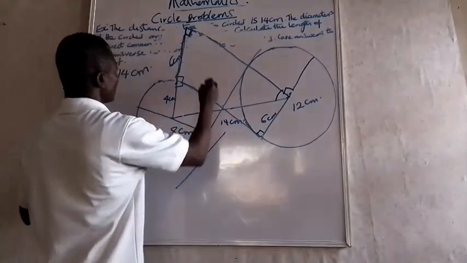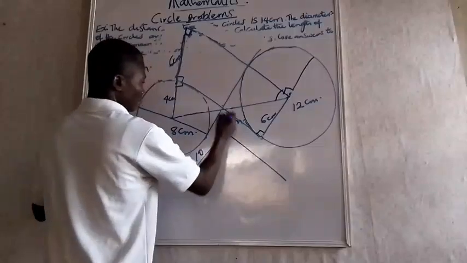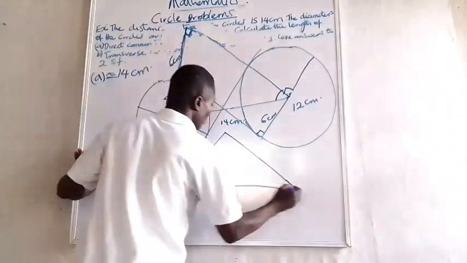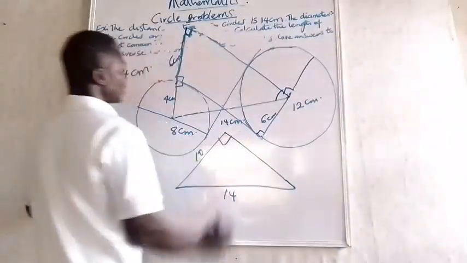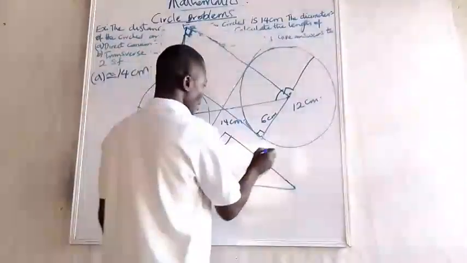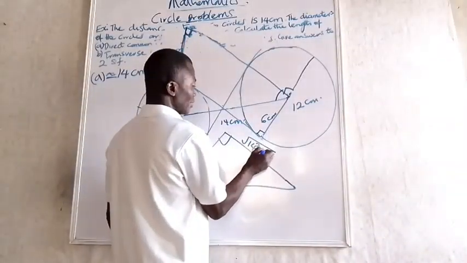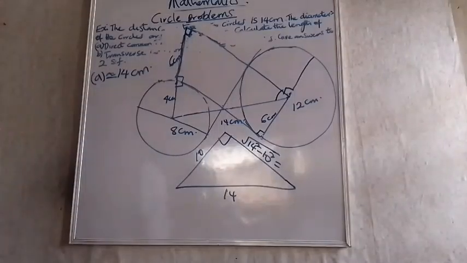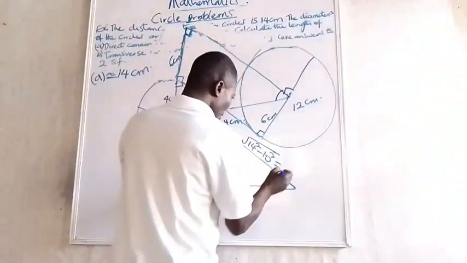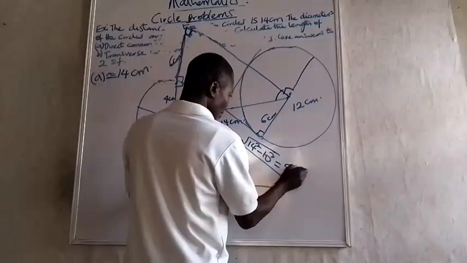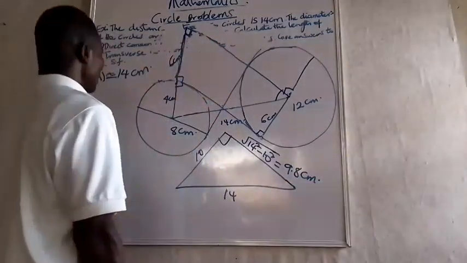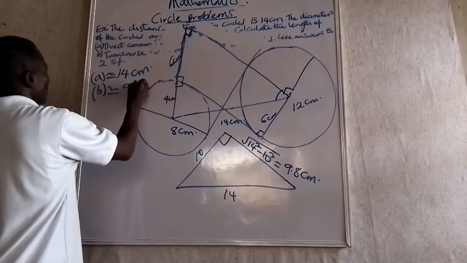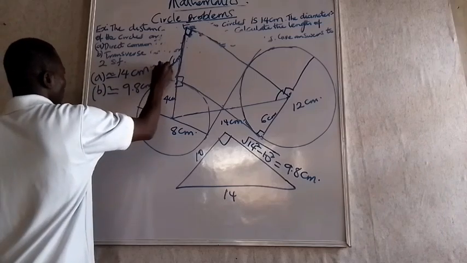10. This is parallel line to the tangent, and then this is 4. And this is the perpendicular line. So at the end of the day, this one is going to give me square root of 14 squared minus 10 squared, applying Pythagoras theorem. So that will be, let me see, so it gives me 9.8 centimeters. So B is approximately 9.8 centimeters. These are two significant figures.